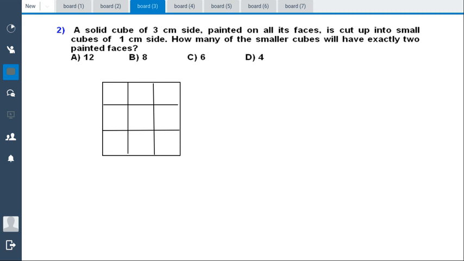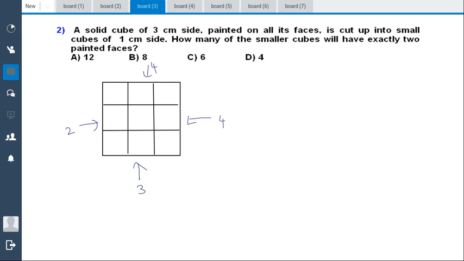Therefore, the total number of smaller cubes will be 27. Now please note that 6 faces are painted. This is one face. This is another face. This is the third face. This is the fourth face. This is the fifth face. The facing face is the first face, and the opposite is the sixth face.